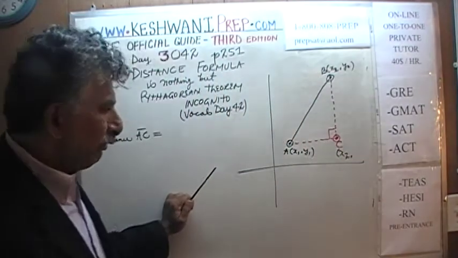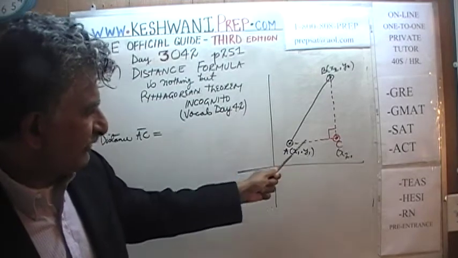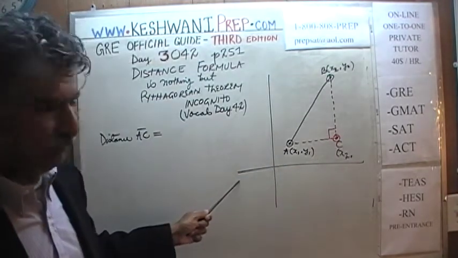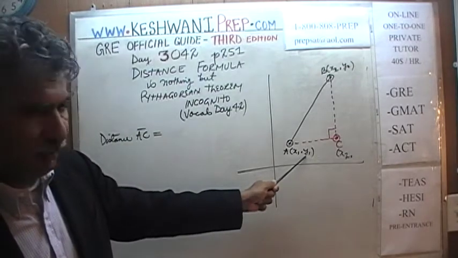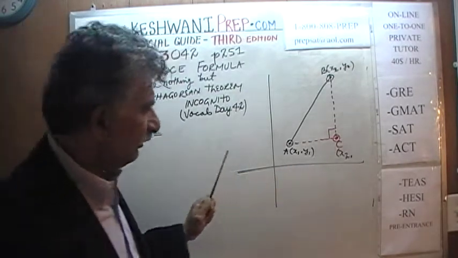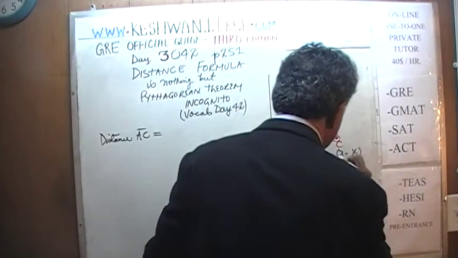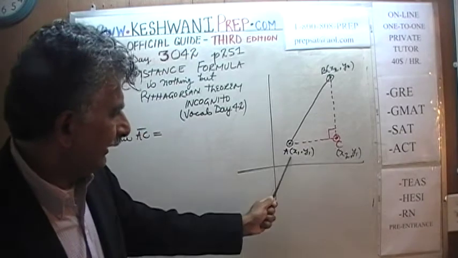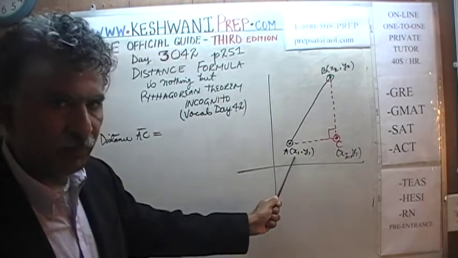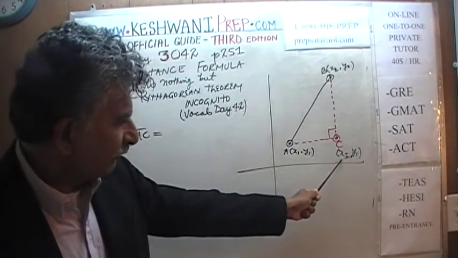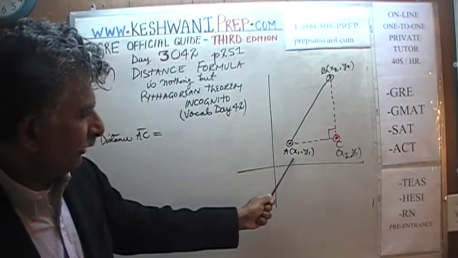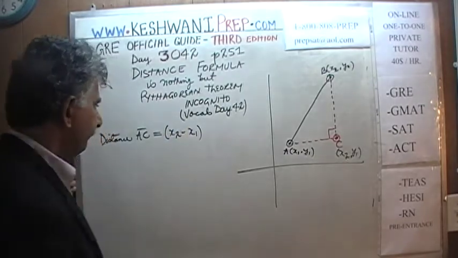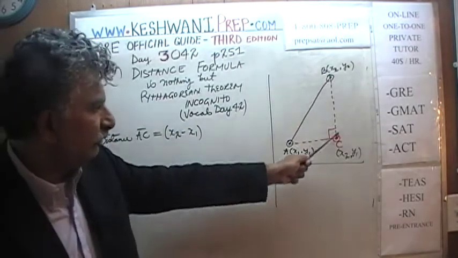Similarly, the y-coordinate of point C must be the same as the y-coordinate of point A, because AC is parallel to the x-axis. The y-coordinate of point A is y1, therefore the y-coordinate of point C must also be y1. Now we can figure out the distance from A to C. A to C is x2 minus x1. The x coordinate of point C is x2, the x coordinate of point A is x1, so it's x2 minus x1.